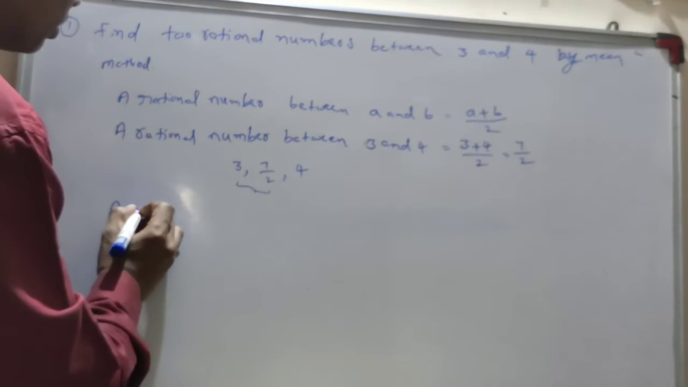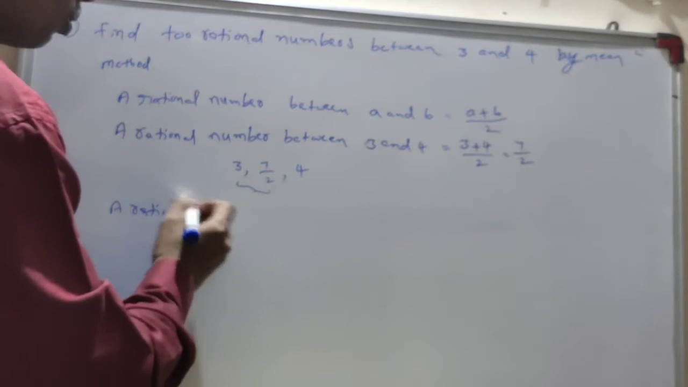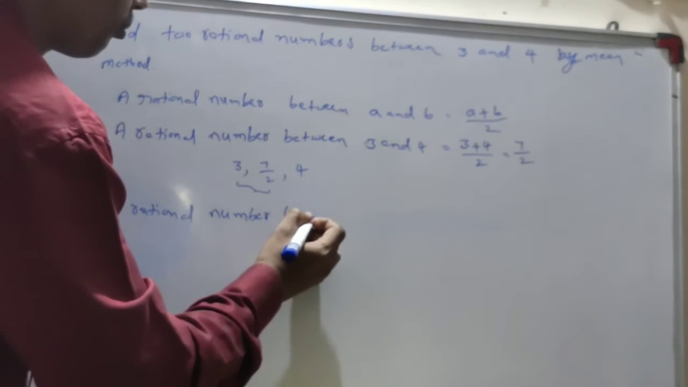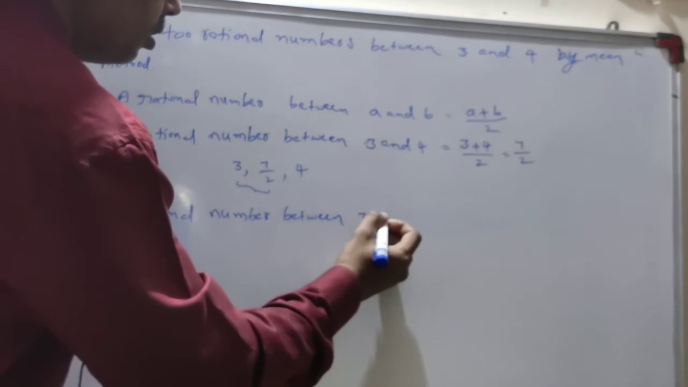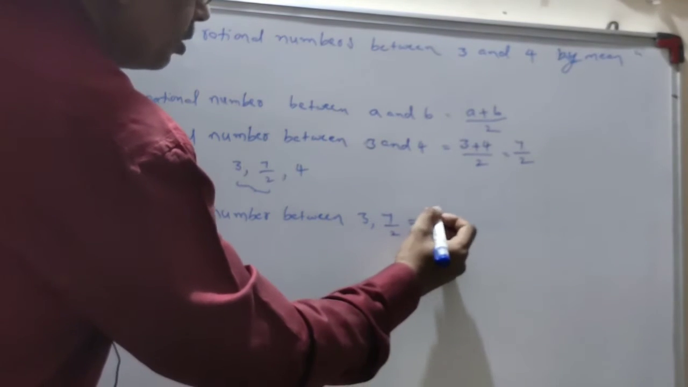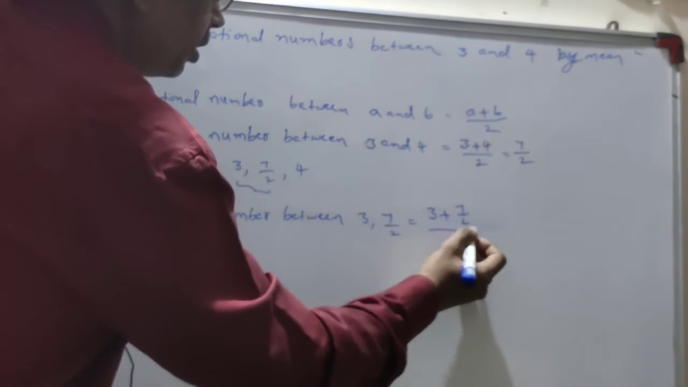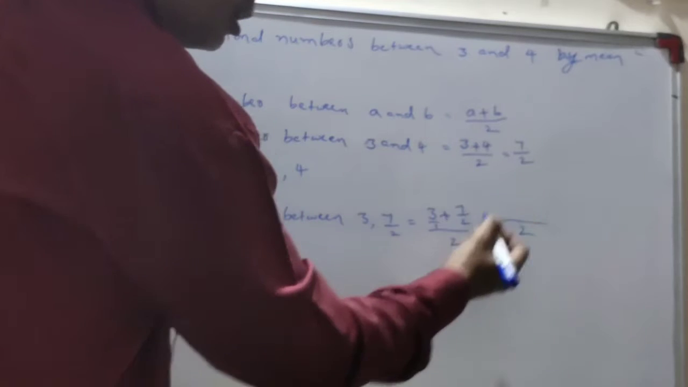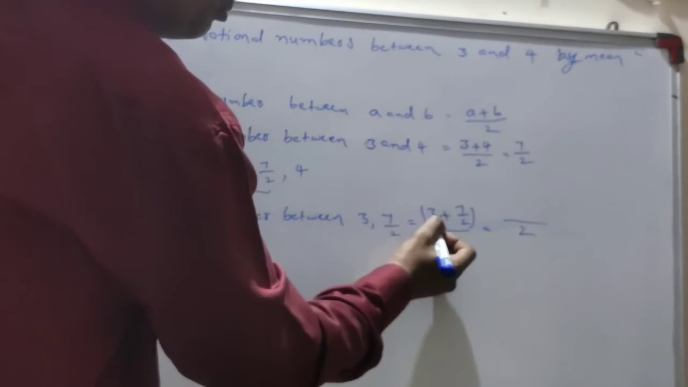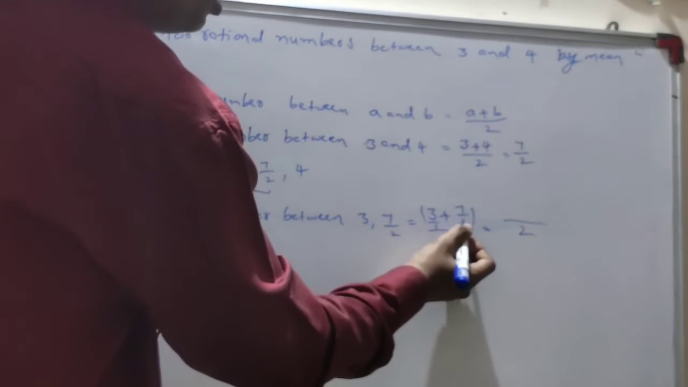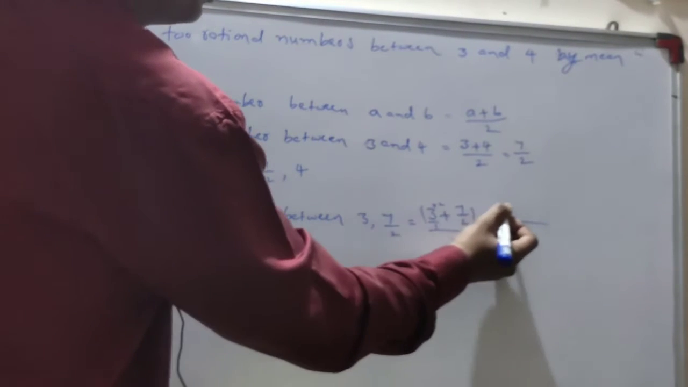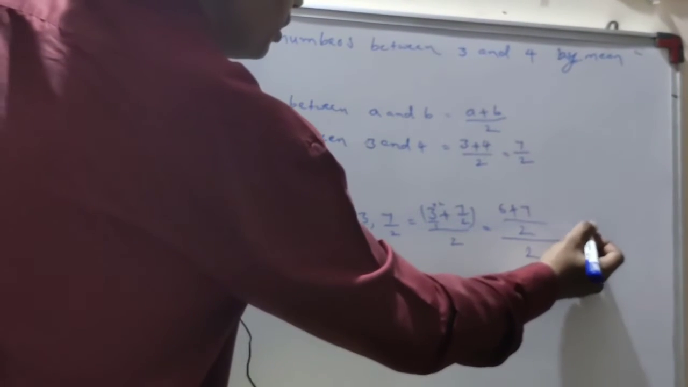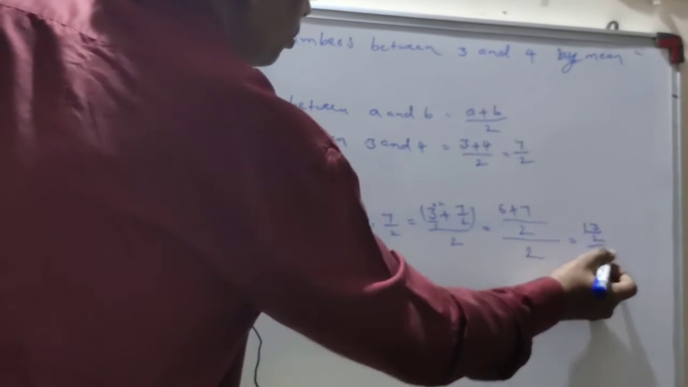Now again we can consider the same formula. So apply the same formula, a rational number between 3 and 7 by 2, that is simply (3 plus 7 by 2) by 2. In the numerator we take 2 as the LCM: 3 by 1 plus 7 by 2. So simply we can write it as 2 into 3, that is 6, plus 7, divided by 2. So what we get here is (13 by 2) by 2.